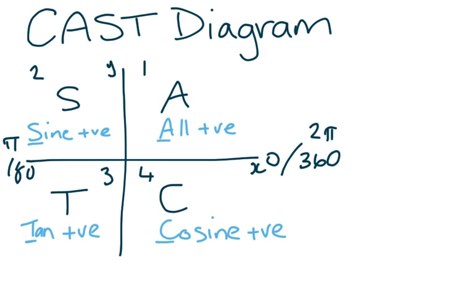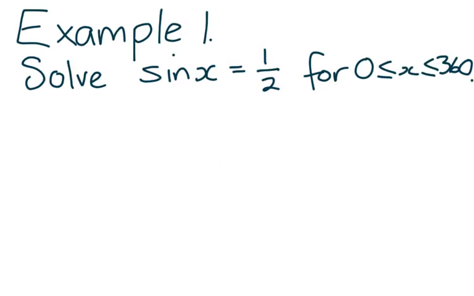We also have tan, and tan, remember, is sine divided by cosine. So tan becomes positive in quadrant 3 because both the sine value and the cosine value will be negative, and if we divide a negative by a negative, we get a positive. Committing that diagram to memory is super important because it helps you recognize whether obtuse angles are negative or positive, whether acute angles are negative or positive, and it also helps us answer questions like this first example.